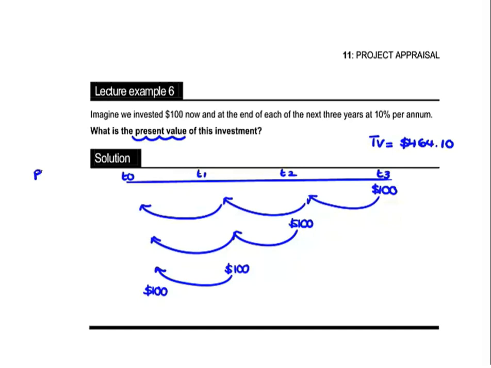Now, if we're looking at the present value of the $100 invested immediately, it is $100. The present value of the $100 invested 1 year later, we need to multiply that by the 1 year cumulative discount factor, the 1 year discount factor from the tables at 10%.